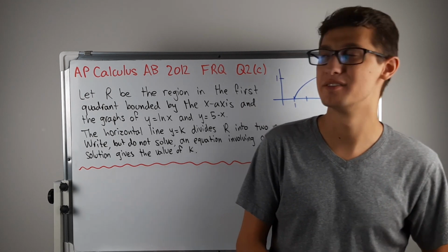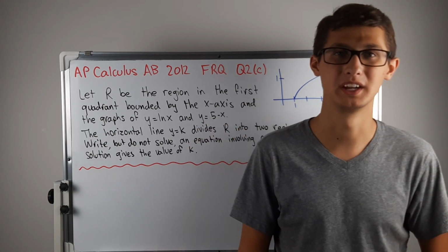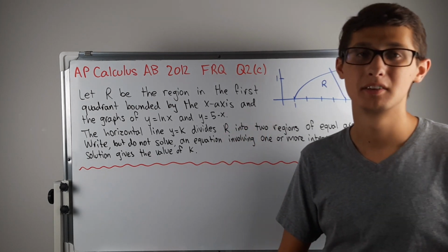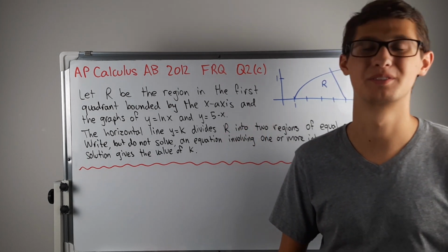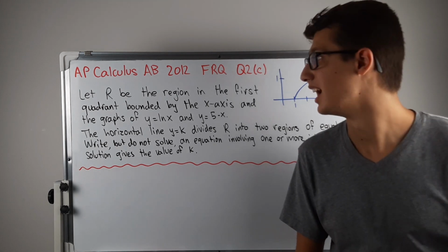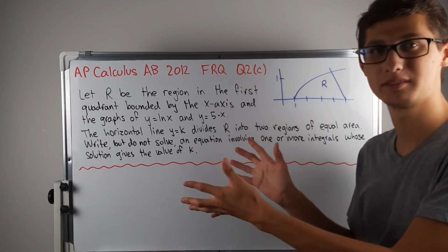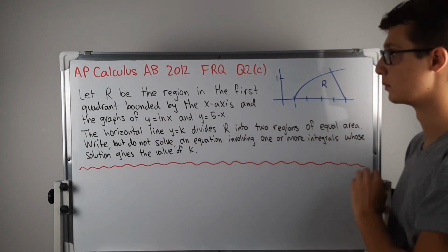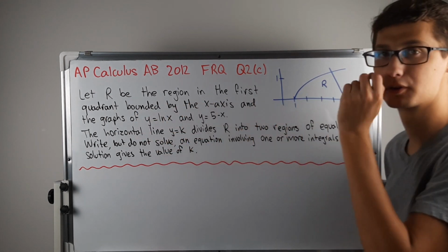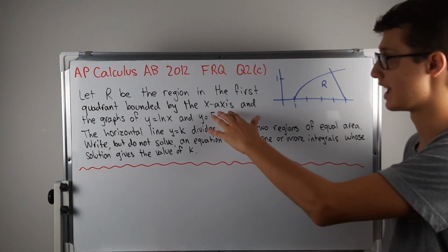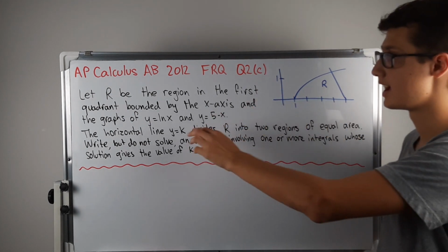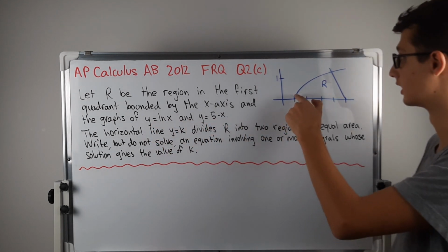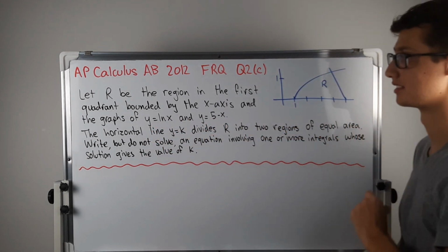Alright, today we have another AP Calculus video, this one coming from question 2, part C, from the 2012 free response series. So here we have a lot of text, but we also have a picture. We have R here, which is the region in the first quadrant that's bounded by the x-axis, as well as the graphs of y equals ln x and y equals 5 minus x. So here's ln x, and here's 5 minus x.